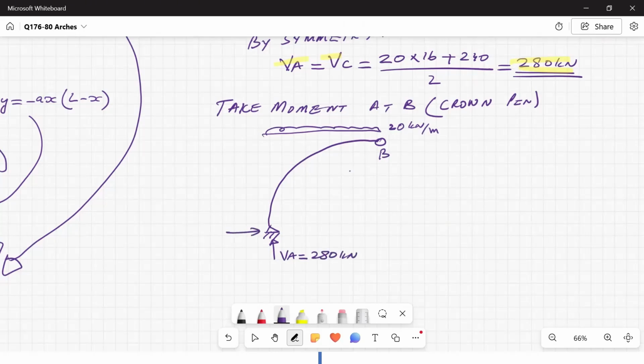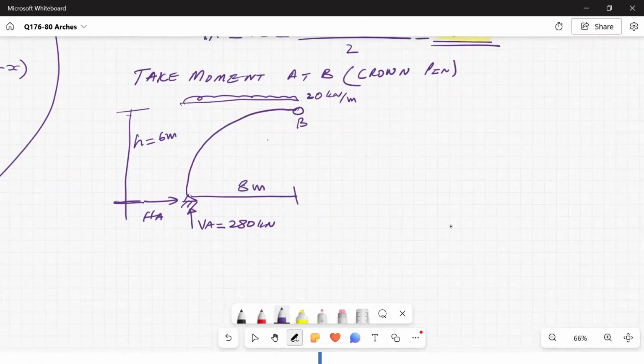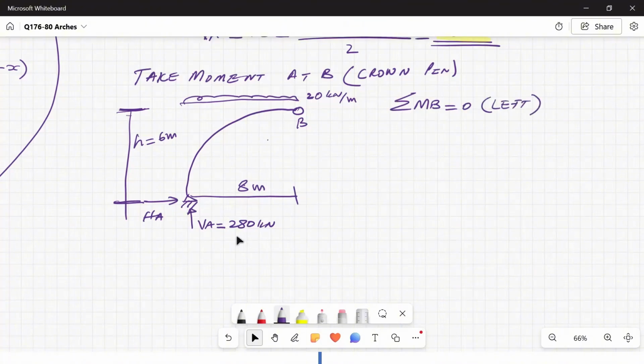This is point B, and we have a reaction VA which is equal to 280 kilonewton, and we want to find out HA, and H is equal to 6 meters, and distance from A to B is 8 meters. So once we have got these values, then we will say summation of moment at B is equal to 0, but this is from left side. So clockwise moments are equal to anti-clockwise moments.